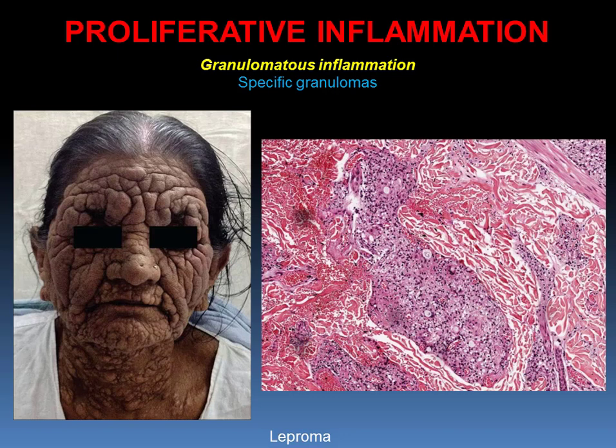The cellular types are lymphocytes, plasma cells, macrophages, epithelioid cells, and the most specific for leprosy cells, they have the name Virchow cells. Virchow cells contain mycobacteria of leprosy. Using Ziehl-Neelsen staining, they can be detected and they are packed like a pack of cigarettes.